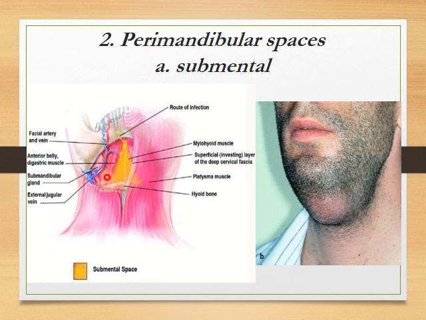The signs and symptoms: how the patient will come to the clinic, and how I know this is a submental space infection. The patient will present with indurated and painful submental edema. As we see here, there is a slight redness of the skin with swelling. It would be indurated and painful, and later will be fluctuant, which means there is pus in the area.